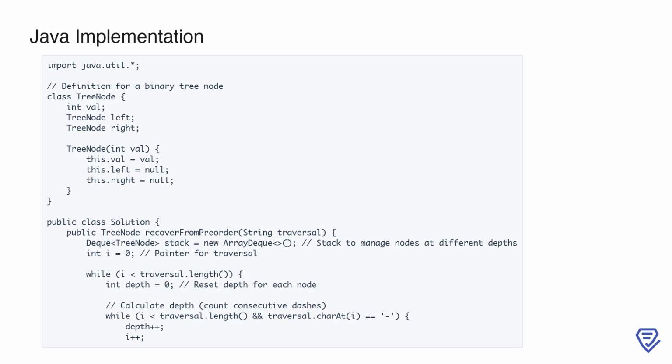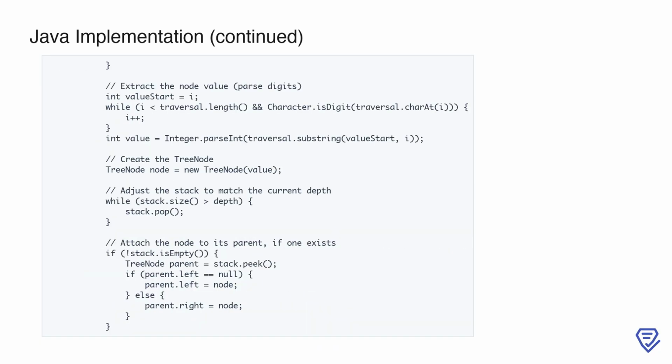In the while loop, we compute the depth of the current node by counting consecutive dashes in the string. Every time a dash is encountered, we increase the depth counter and move the pointer forward. Once the depth is calculated, the next step is to extract the value of the node. We record the starting index of numeric characters and keep advancing the pointer until we reach a character that is not a digit. The substring corresponding to these digits is then parsed into an integer, which represents the value of the current node. A new tree node is created using this value.